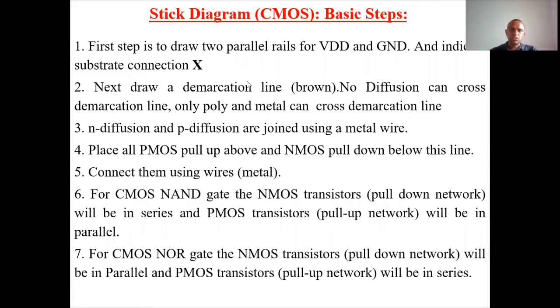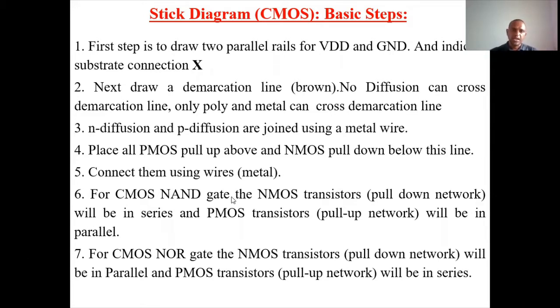In the previous class I also explained that we have metals, that is VDD and VSS, that will be connected with contact cuts, so that electrical contact is established between that metal and the diffusion. Okay. Next, we connect them using the wires. Place all the PMOS pull up and NMOS pull down transistors below this line. That means after drawing the demarcation line, we place our PMOS pull up network above the demarcation line and the NMOS pull down transistors below the demarcation line.